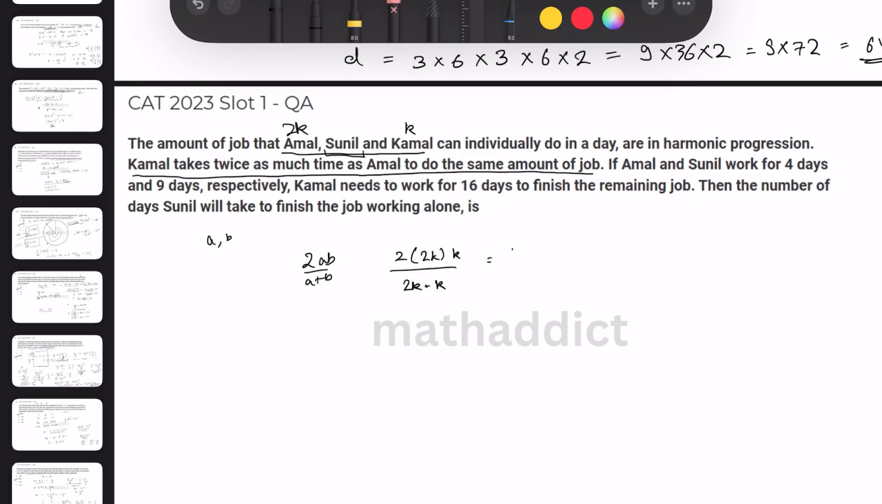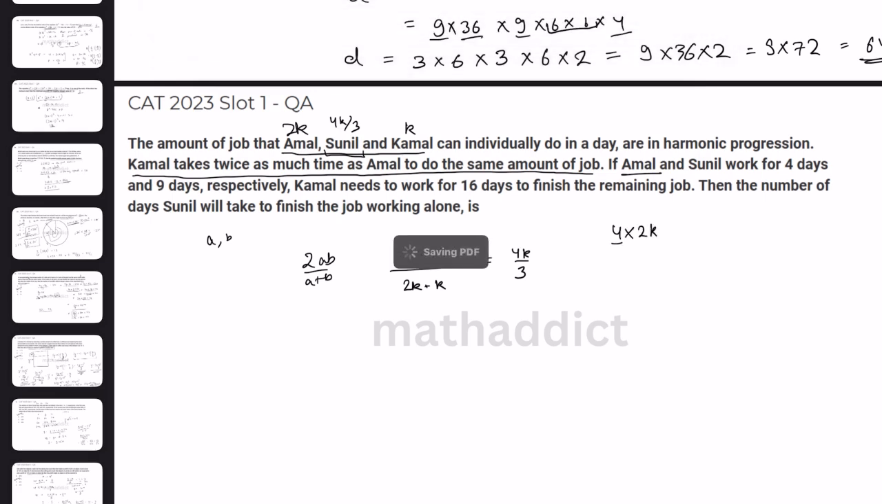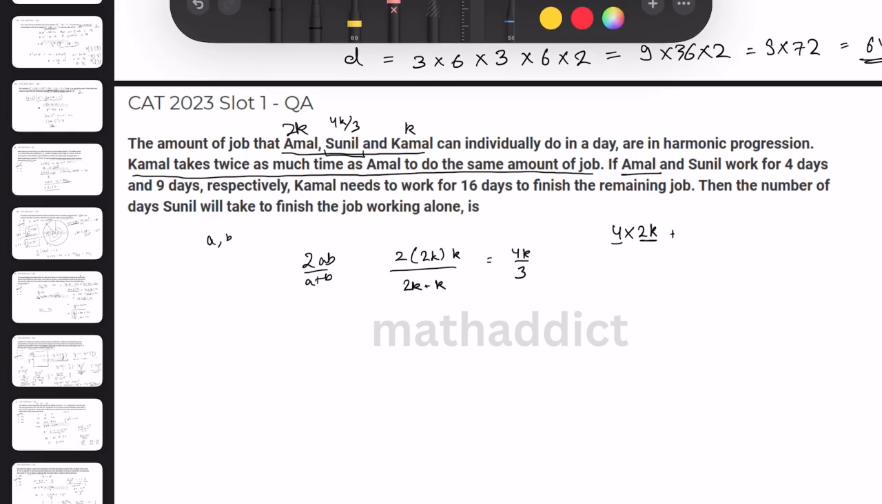So this becomes 4K by 3. So the rate at which Sunil does something is 4K by 3. The work per day of Sunil is 4K by 3. If Amal works for 4 days, then the work he'll do would be 4 times 2K, that is the number of days multiplied by the work he does in a day, plus Sunil works for 9 days, so that becomes 9 into 4K by 3.